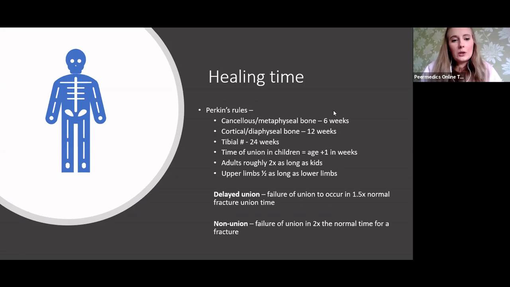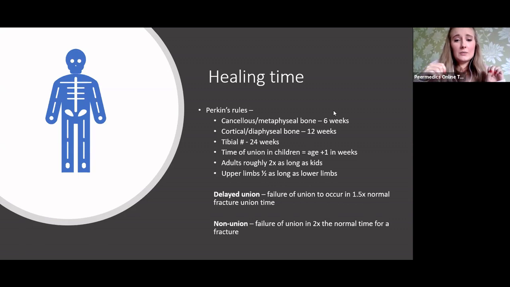The rough rule for how long healing is going to take in kids is their age plus 1 in weeks. So if you've got a 3-year-old child, most of the bones take about 4 weeks to heal. Rough ballpark rule. As we said on the last slide, adults take about twice as long as kids to heal a bone, and upper limbs about half as long as a lower limb. Then 2 terms that get tossed around quite a lot as complications of fracture healing: delayed union, which is where the bones fail to unify in about 1.5 times the normal time that they should.